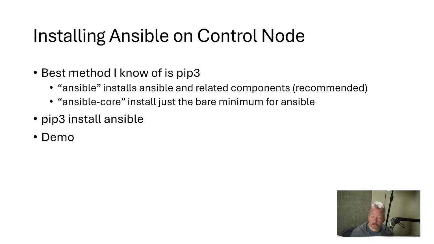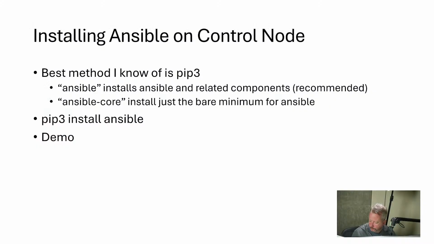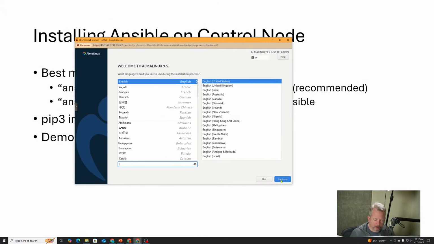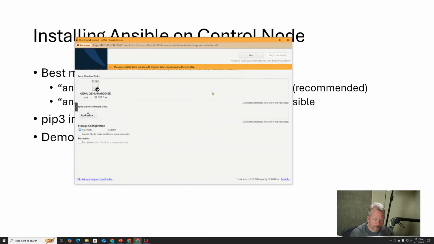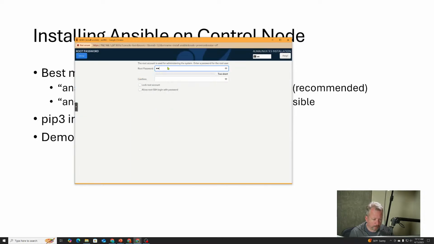So, installing Ansible, there are a couple of different ways we can do it. The best way I know of is pip, which is the Python package installer. And I've got, where's my demo here? Yep, there it is. So this is Alma Linux 9. I'm just going to do a quick install of Alma Linux. I just made a quick VM, and I'll show you what it's like to do an install.